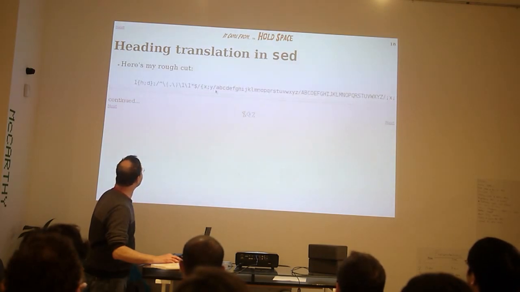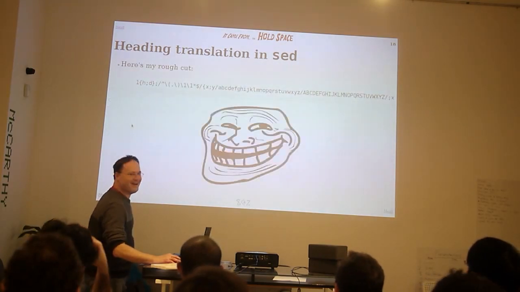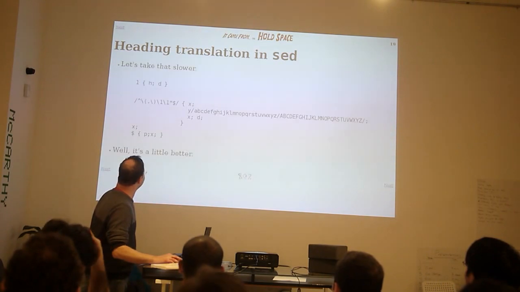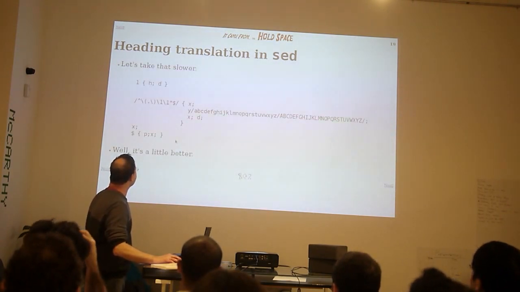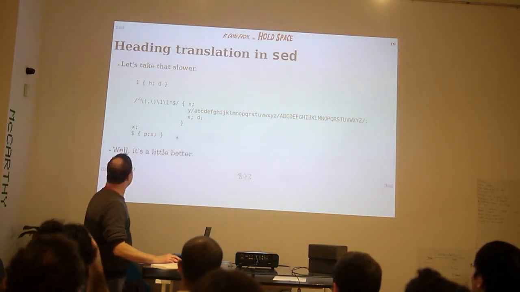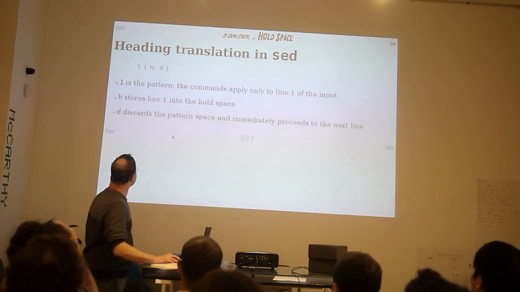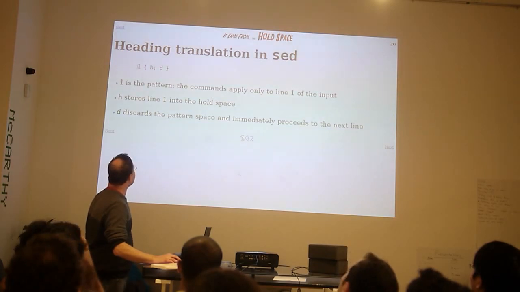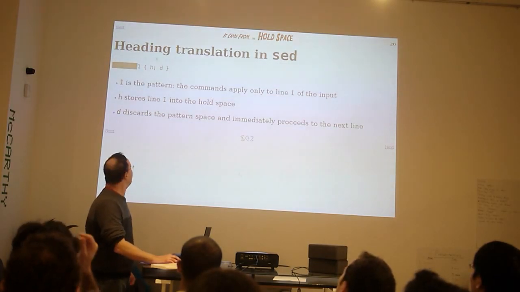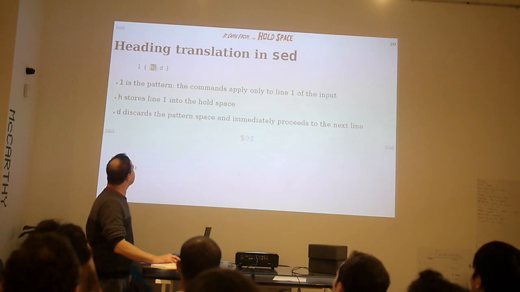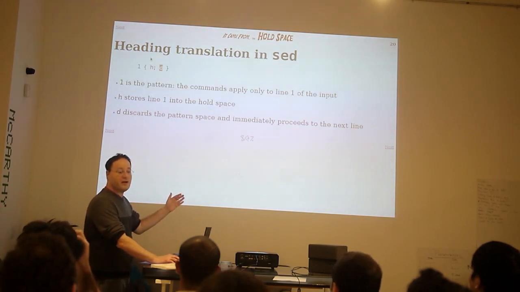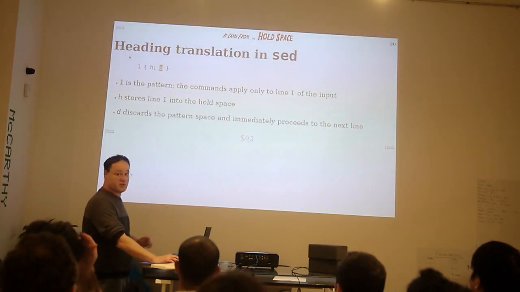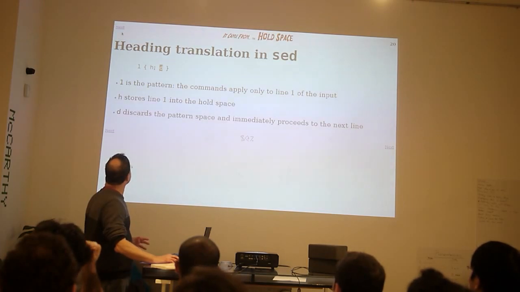So I don't need to explain this, right? Okay, so a little slower. What are we doing here? I actually don't remember this very well. Let's see. The 1 here is the pattern. This matches the first line of input and no other. H means take this current line, the first line, store it into the hold space, and then D means don't print it. So we're just going to save the first line. We'll print it out later when we get the second line. Is that good so far? All right, that wasn't too hard.